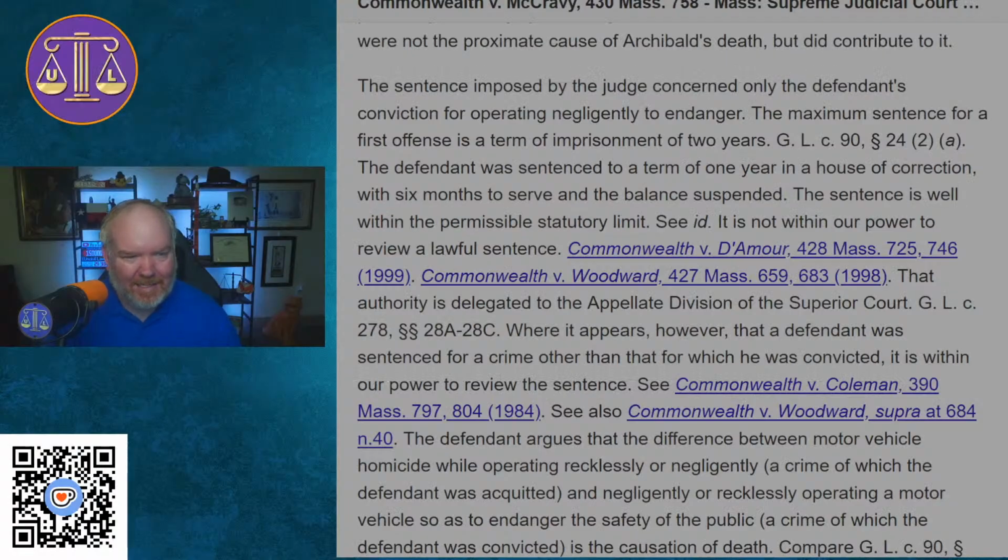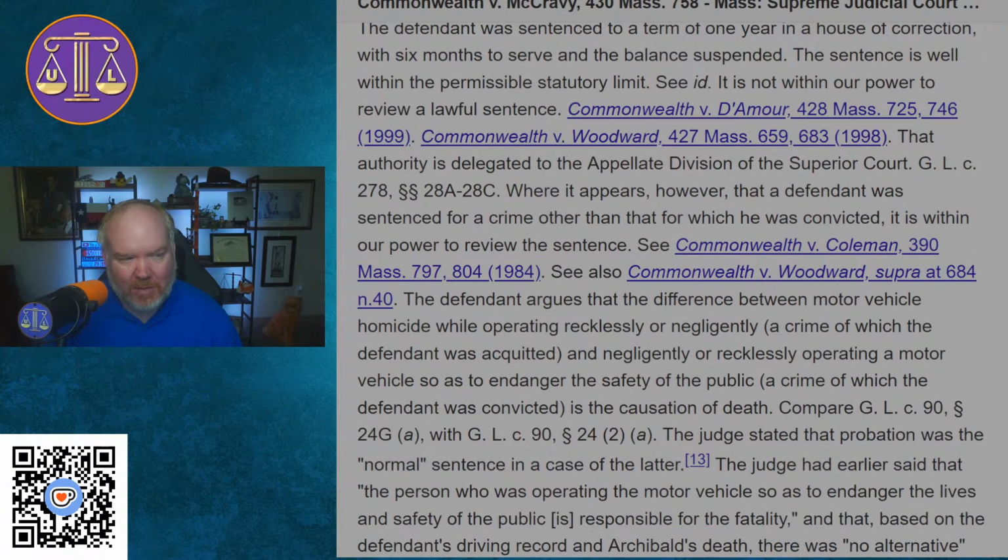How is it not within your authority to determine a lawful sentence? That seems like the weirdest thing I've ever read in my life. But okay. It's not within our power to review a lawful sentence. That authority is delegated to the appellate division of the Superior Court. Where it appears, however, a defendant was sentenced for a crime other than for which he's been convicted, it's within our power to review the sentence.